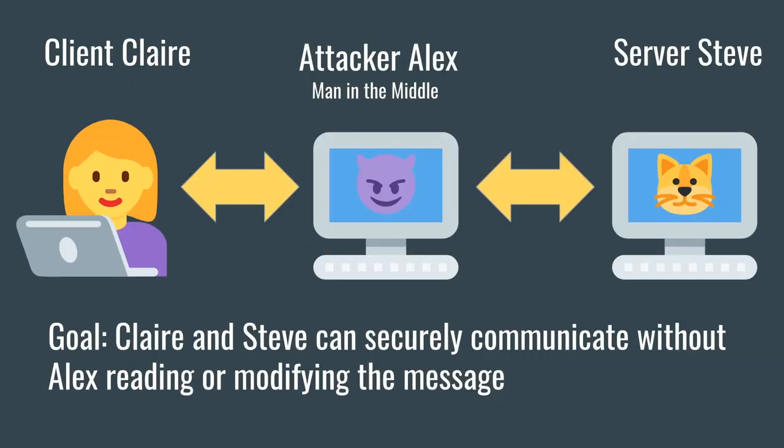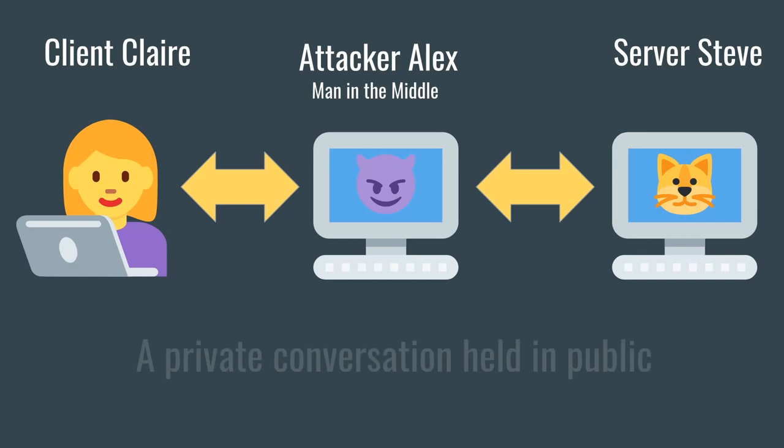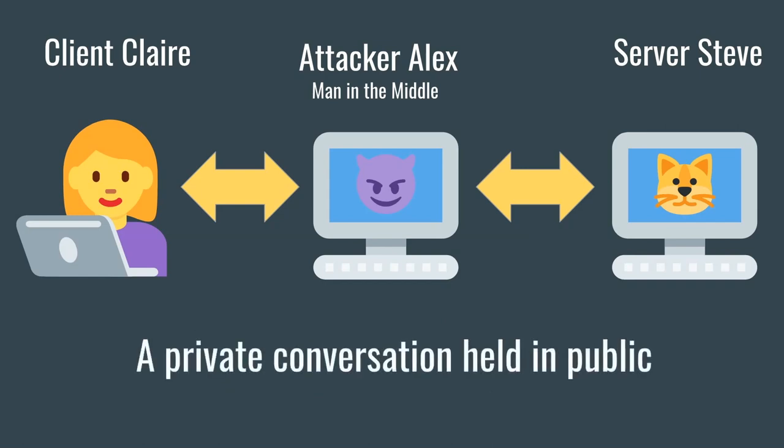At a very high level, we have client Claire over on the left, server on the right, and in the middle we have attacker Alex, and they're acting as a man in the middle. You'll see this phrase where it's someone sitting on the network between you and the server, and they can intercept all your messages, so you need to build up a protocol such that they can't read that message or modify it. So the goal of this whole presentation is describing a protocol where Claire and Steve can securely communicate without Alex reading or modifying that message. Another way to phrase this is a private conversation held in public. So you want to be able to privately communicate between Claire and Steve, even though the machines that are forwarding that are just kind of publicly owned machines that could be run by anyone.